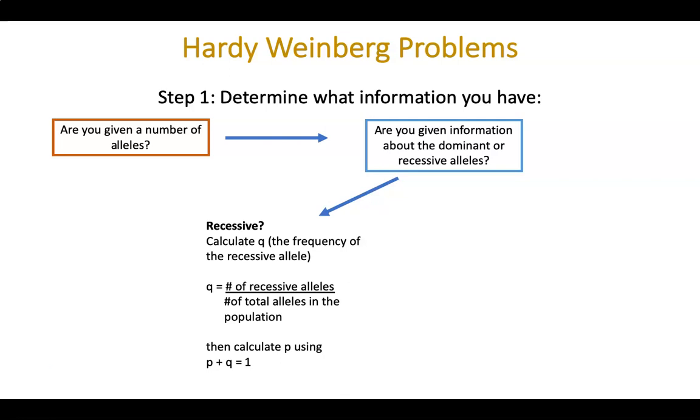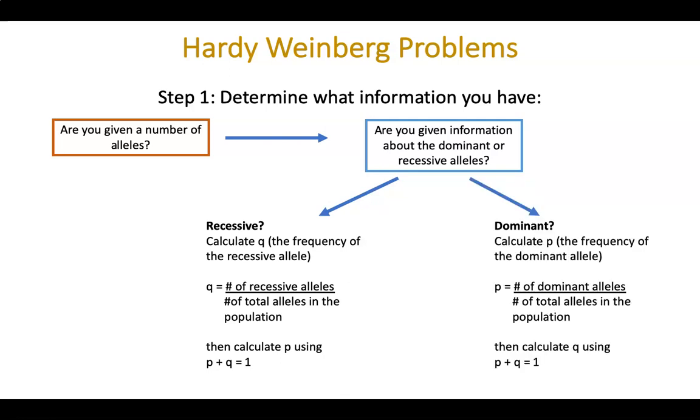A frequency is going to be expressed as a decimal, and it should always be less than 1. It might equal 1, but can never be more than 1. After you calculate the frequency of the recessive allele, or your Q value, you can then use the idea that P plus Q equals 1, because this is a frequency. Everything has to add up to 1 here.